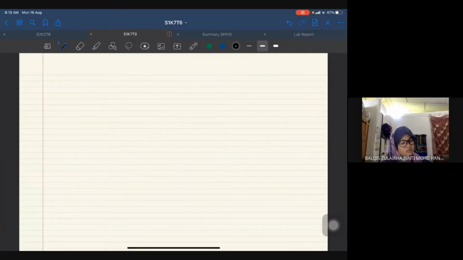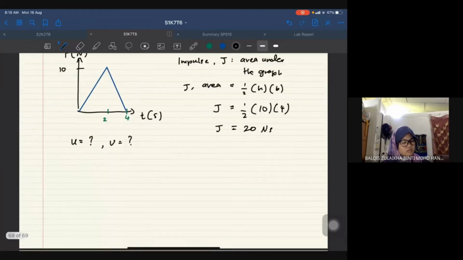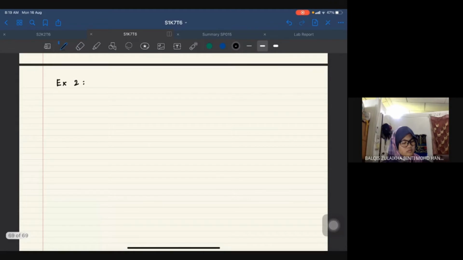Okay, u and v is very interesting because it involves the direction. So I'm going to show you one example. So this one is example 1. Okay, so this is example 2. Let's say find the impulse on the ball. Straightforward question, tak ada masalah pun.